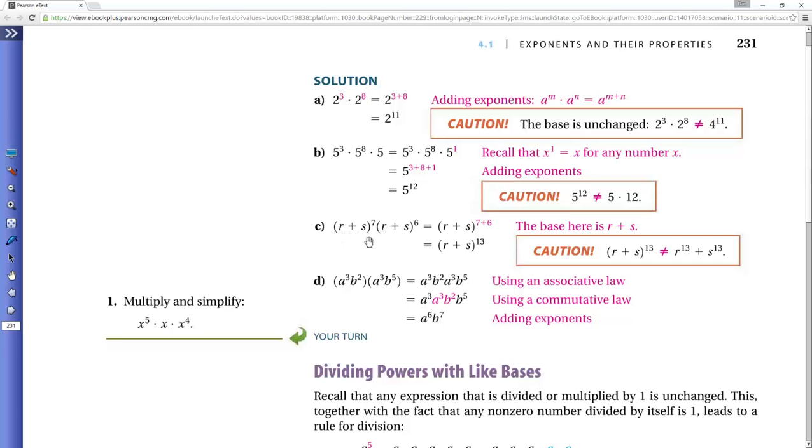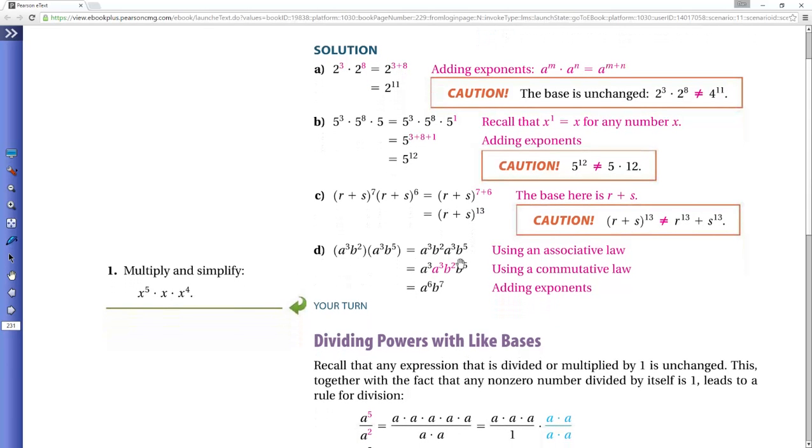This is important here too, and this is a little harder to recognize, is when I have something in the parentheses again, that the actual base of this multiplication is this addition of r plus s, and here's r plus s. I need to recognize that this base and this base are the same, so then when I have multiplication between those, I can add those exponents and I end up with r plus s, the quantity all to the 13th power.